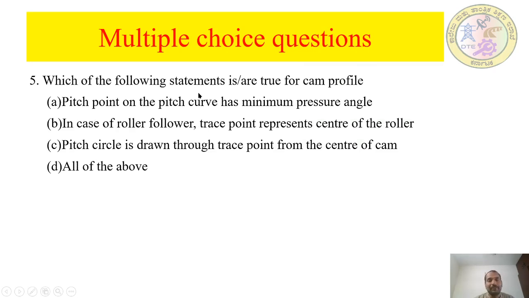Which of the following statement is true for cam profile? Pitch point on the pitch curve has minimum pressure angle. In case of roller follower, trace point represents center of the roller. Pitch circle is drawn through trace point from the center of the cam, all of the above.